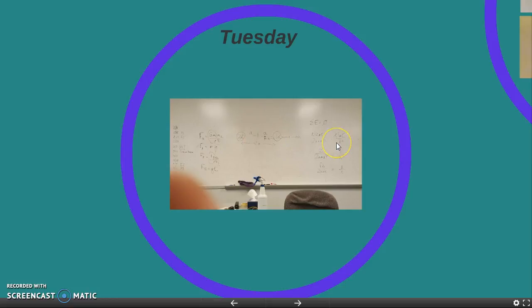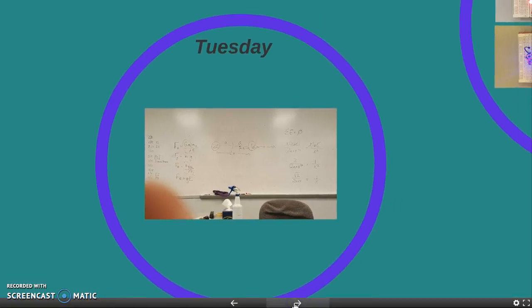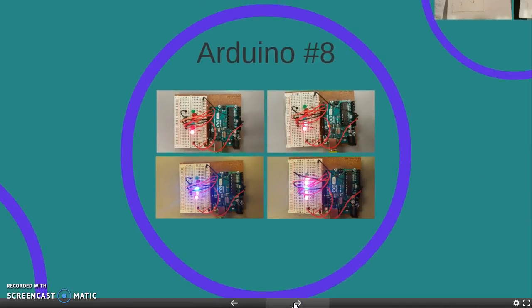We also used a little bit of algebra using this diagram and Coulomb's law to come up with an equation to calculate where the E field is zero. It's pretty straightforward. There's algebra, simple math. After this, we moved on to our Arduino projects.